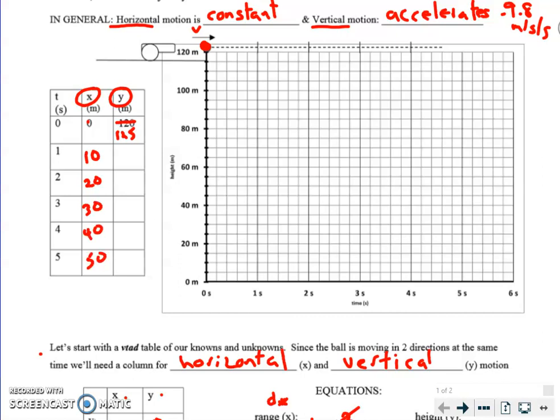If this is 10 meters, I'm going to label down here 10 meters, 20 meters, 30 meters, 40 meters, 50 meters, right? If there was no gravity, don't mark this now. This is where the cannonball would be after each second. Okay? Now we just have to add to it what's done vertically.